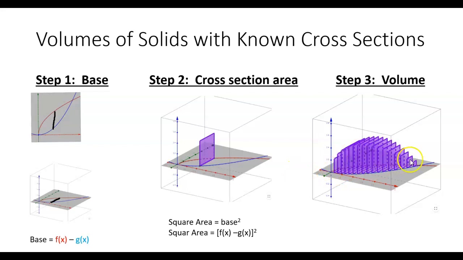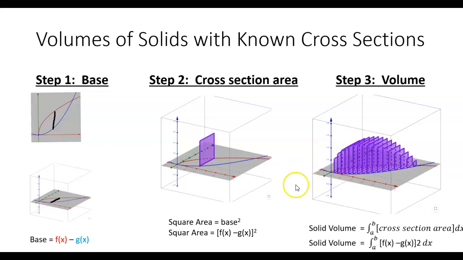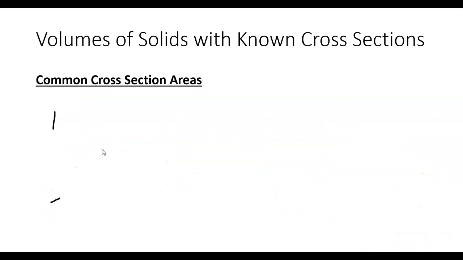And the way that we add together an infinite number of things is by doing an integral. So the volume of the solid is found by doing an integral from the left endpoint to the right endpoint of the cross section's area. And for this case, it would be from A to B with f of x minus g of x squared because it's a square. Now, this formula, though, in here will be slightly different depending on what shape you're stacking on top.